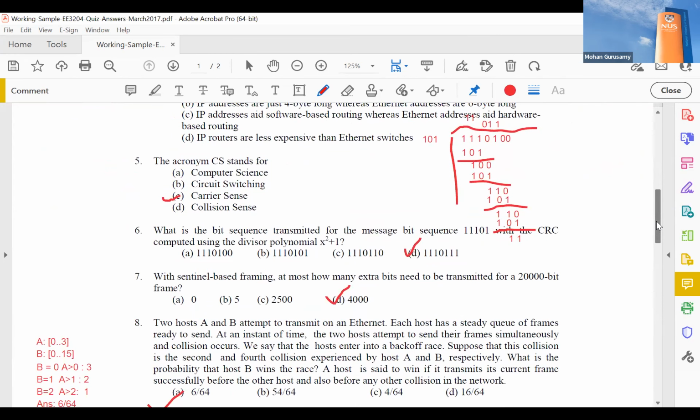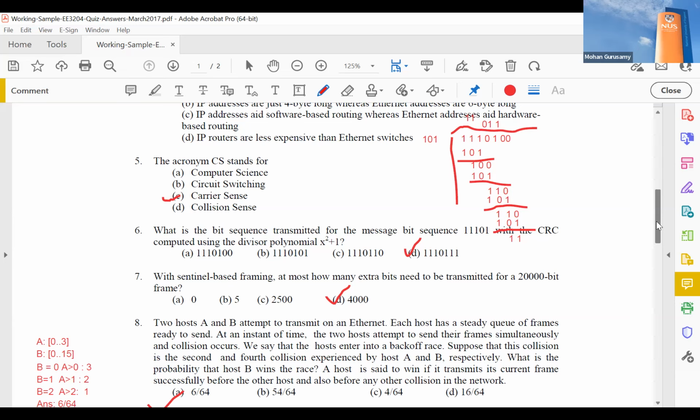Question number 5. It's a fun question, but still very few students got it right when I asked such questions. You need to be careful. It's very easy to score. The acronym CS stands for computer science. That is correct. Circuit switching, that's also correct. Carrier sense, that's also correct. Collision sense may be correct. But you are supposed to choose the most appropriate in the context of our module, and the correct answer is carrier sense. If you look at Ethernet CSMA, CS stands for carrier sense, not for computer science.